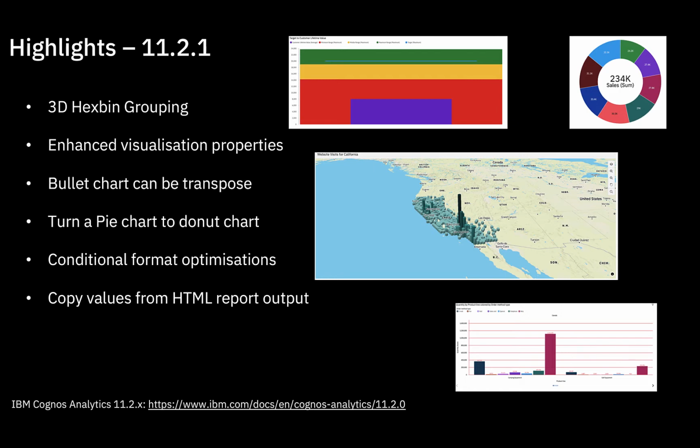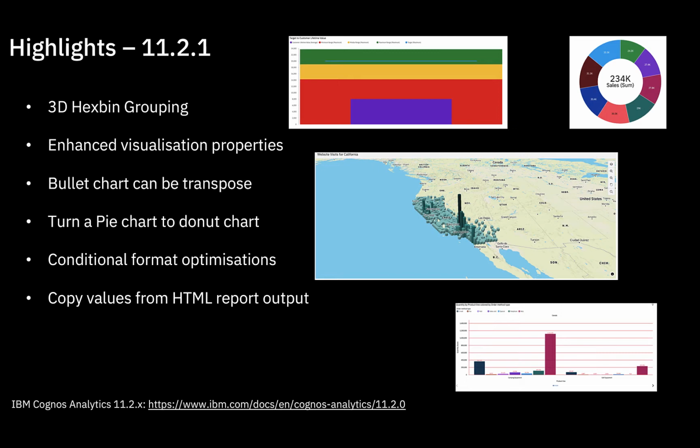We added a new 3D Hexbin Grouping option in maps, which allows you to display high-density spatial point data in a map. We enhanced our visualization settings by allowing you to change the colors of the axis lines and value labels, change the legend symbol shapes, as well as switch between horizontal or vertical bullet charts. You can now turn your pie chart into a nice donut chart. We improved the look and feel of crosstab's conditional formatting properties, and finally, you are now able to copy values from list and crosstab report outputs from the interactive viewer and preview page.